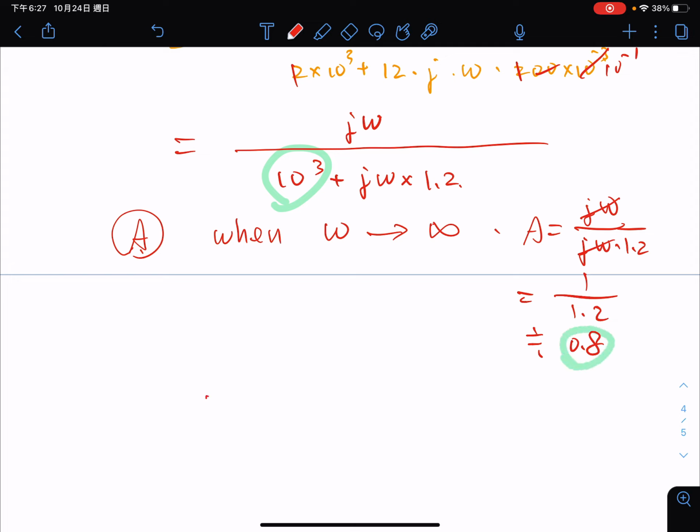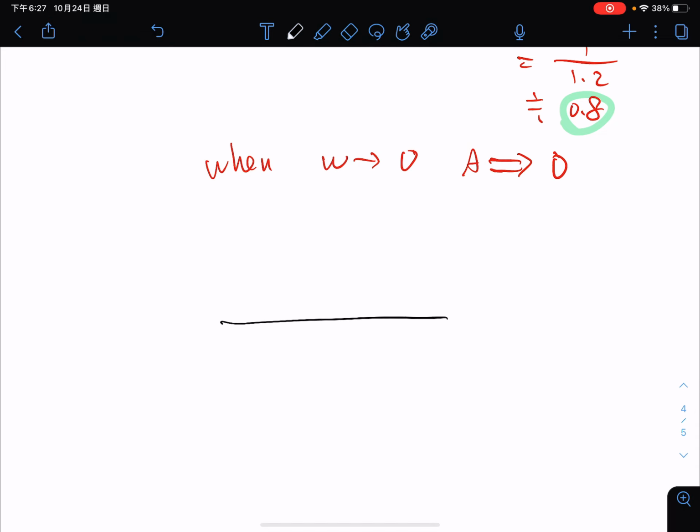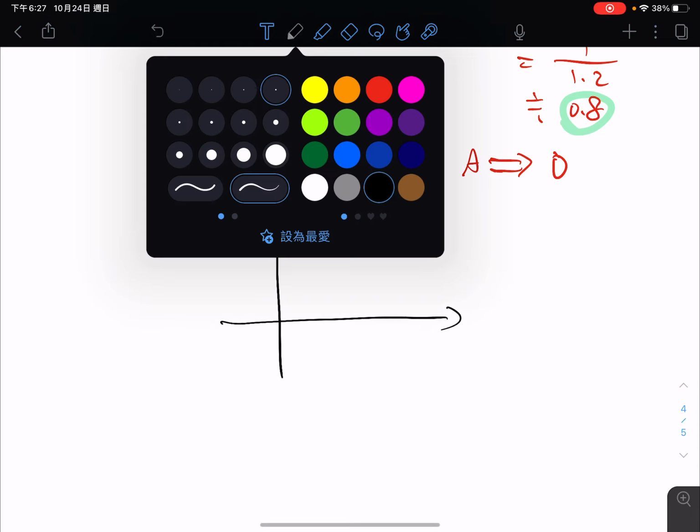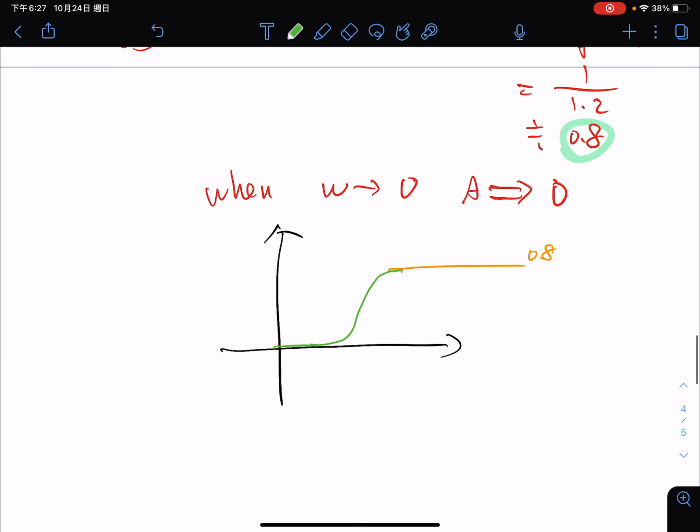But when omega goes to 0, what about the A? When omega goes to 0, A goes to 0, right? So again, this one is a high pass filter, as we can see here. And when omega goes to infinity, the gain is 0.8, and then it drops to 0. That will be this one. Okay.